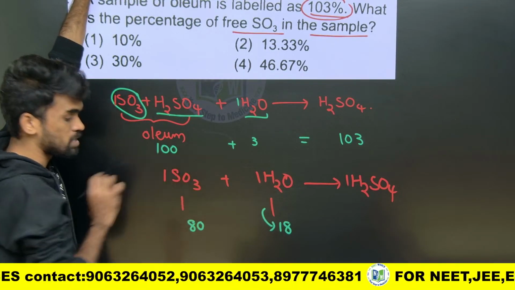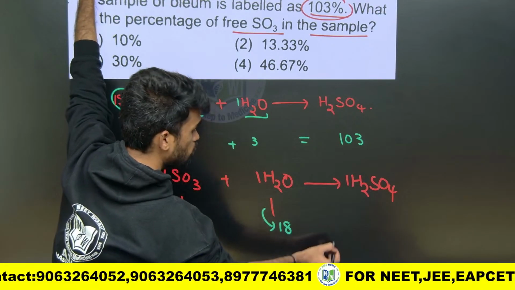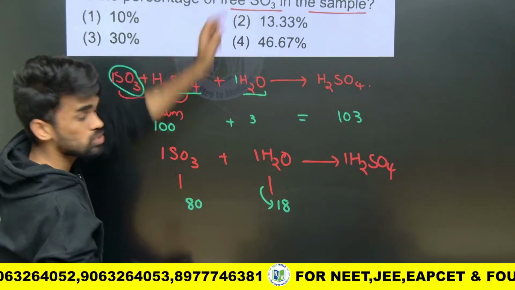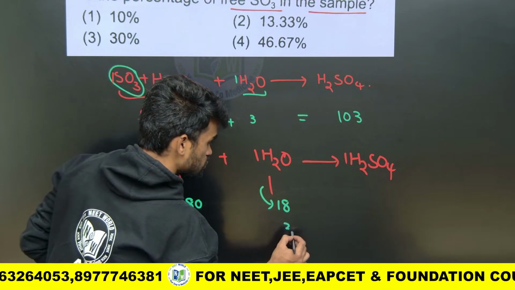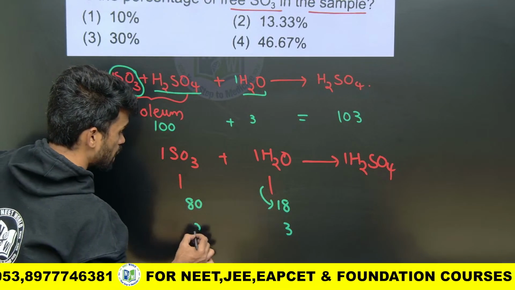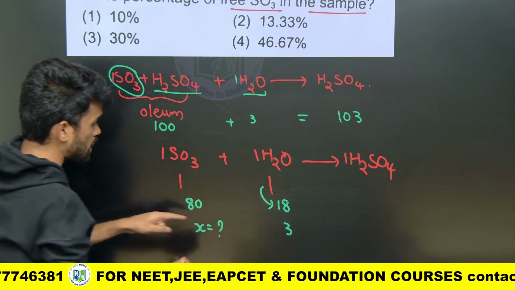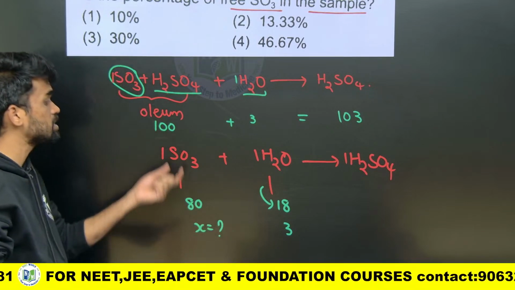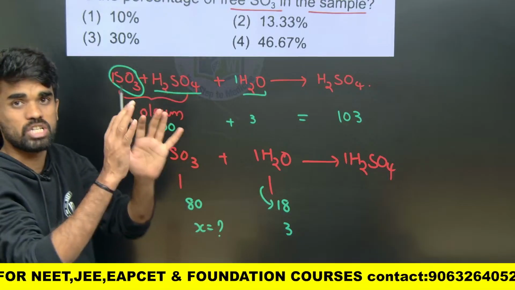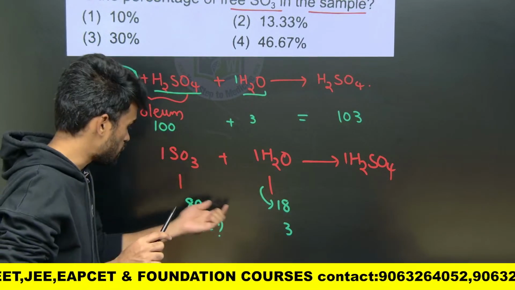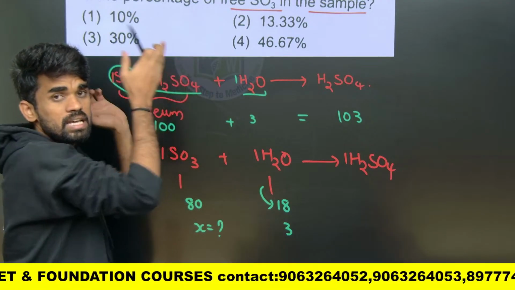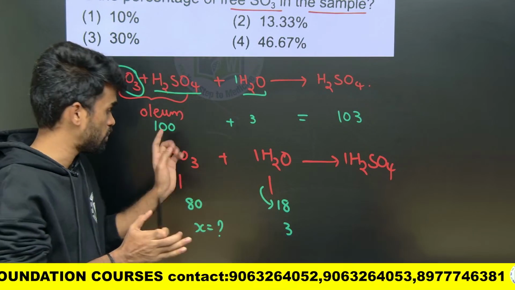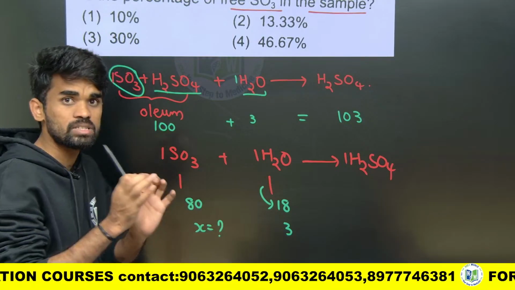This is the molar mass of sulfur trioxide. But in the given question, 103% means only 3 grams of water is given. So 3 grams of water will react with how many grams of sulfur trioxide? Whatever value you get is the free SO3 present in this oleum mixture. Free SO3 means whatever you get as the answer here, that is your answer.